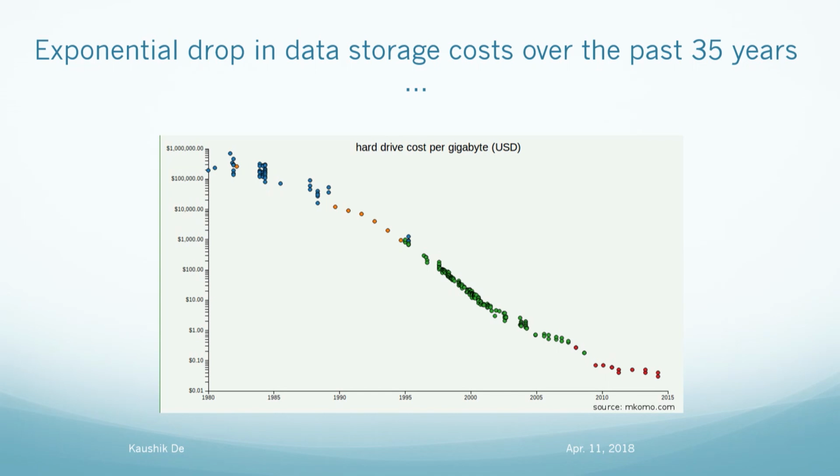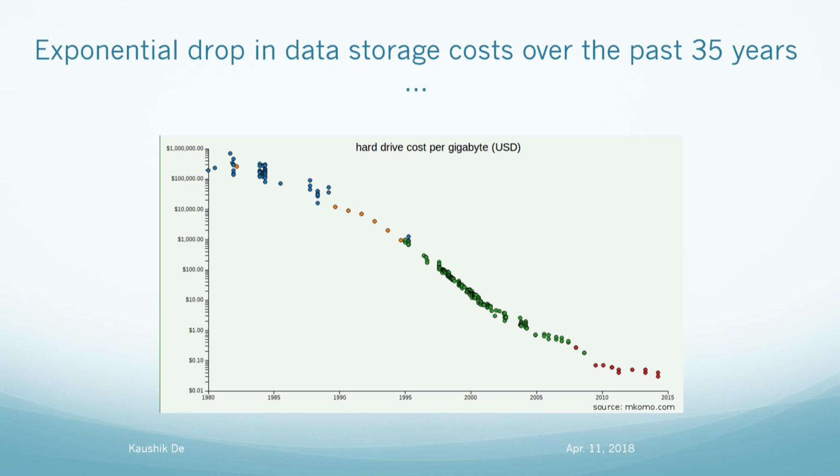If you look at this curve, this is a curve of the cost of storing data over the last 35 years. Now, if you wanted to store 32 gigabytes of music files, which you can do quite easily now on your smartphone, if you wanted to do that about 35 years ago in 1982, that would have cost you, if you look at the plot, $32 million.